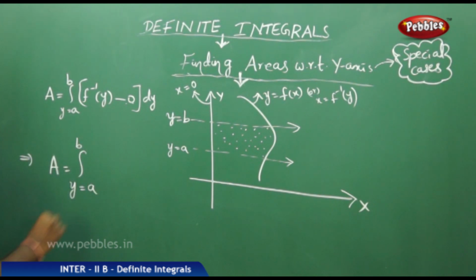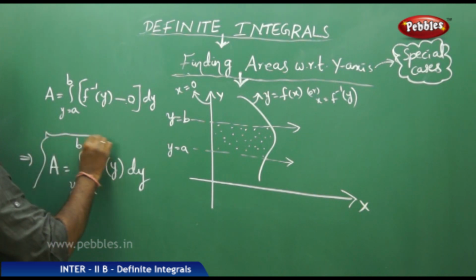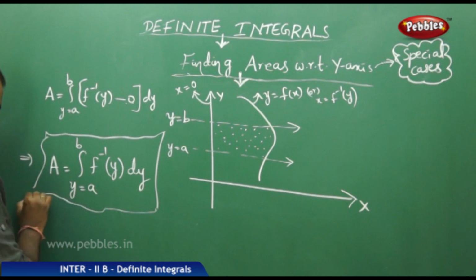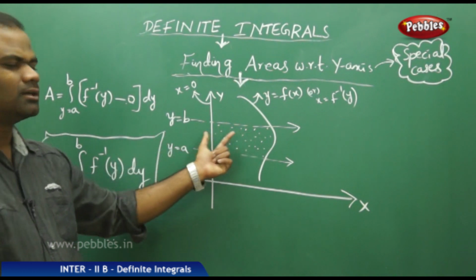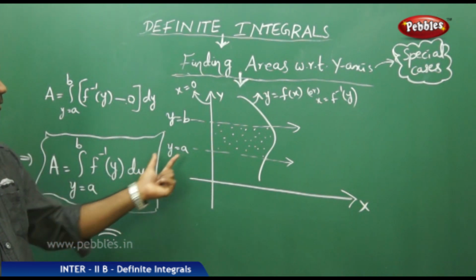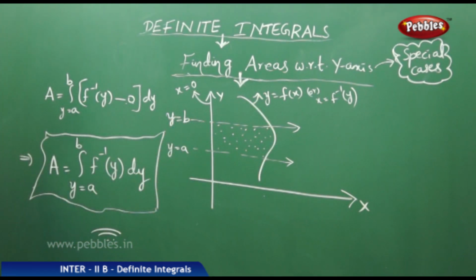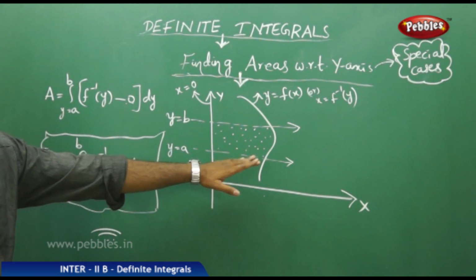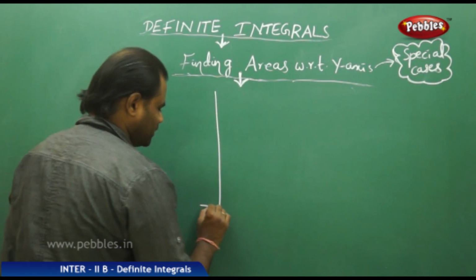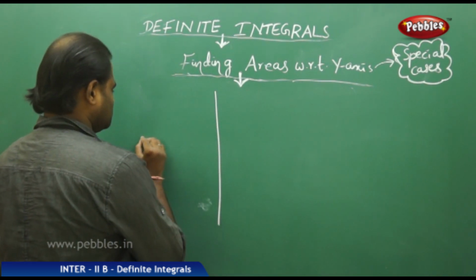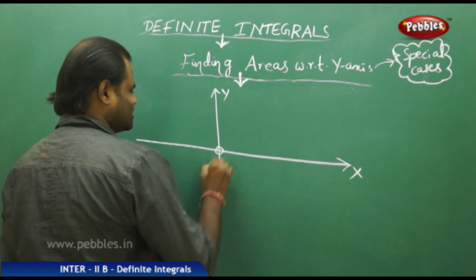So this reduces to f inverse y dy. So area under the curve is given by integral y equals a to b of f inverse y dy, if the area is in this form. Next, let's see the next case, where we have the x-axis and y-axis and origin.